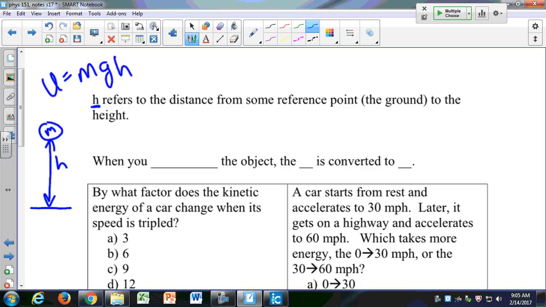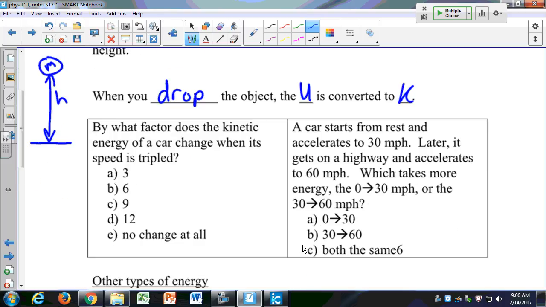And when you drop the object, the potential energy is converted to kinetic energy. So just like I said there, if I have an object with gravitational potential energy and I release it, then all that potential energy is converted now to kinetic energy as it falls towards the ground. All right, let's do a couple of these little quicker questions.